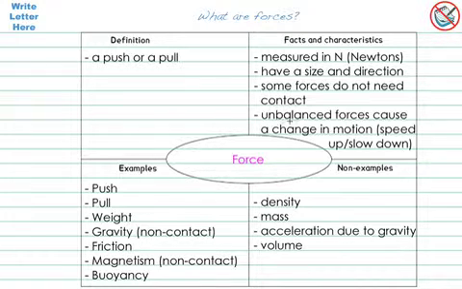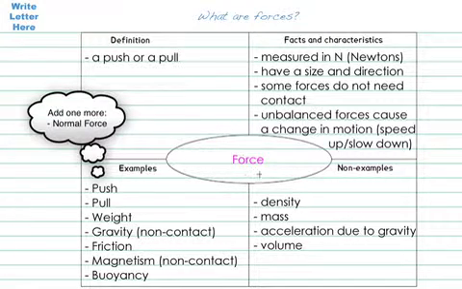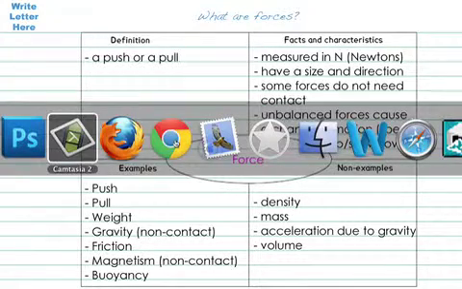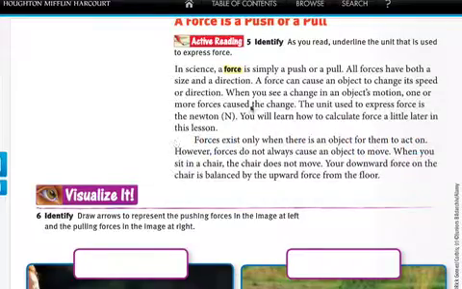Unbalanced forces, so where they don't cancel each other out, cause a change in motion, in how you move. So if you have unbalanced forces, it causes objects to speed up or slow down. So you can take a couple minutes now to write that down. And now we're just going to take a quick look at a textbook. And if you want to add some more detail, you can choose to do that.